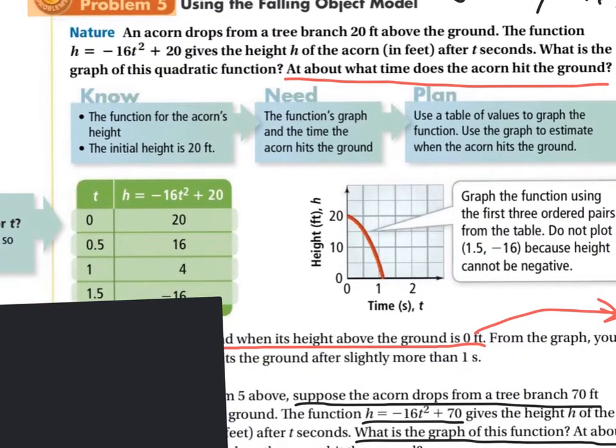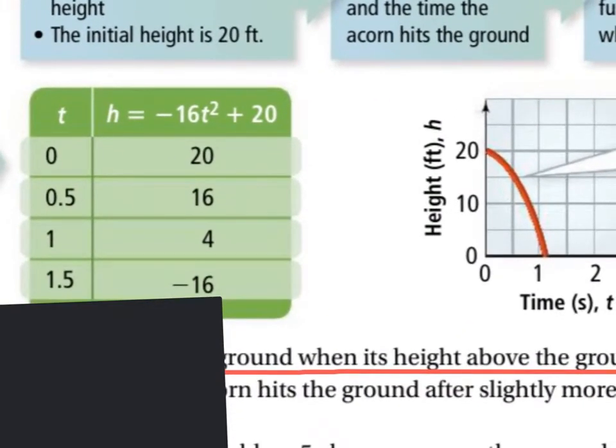And then what happens? Well, after half a second, it's 16 feet above the ground. After 1 second, it's 4 feet above the ground. Now that seems kind of crazy maybe. In the first half second, it only went 4 feet. And then in the next half second, it went 12 feet. Why is that? Well, it's because it keeps accelerating as it falls.